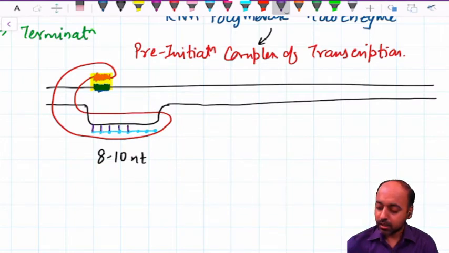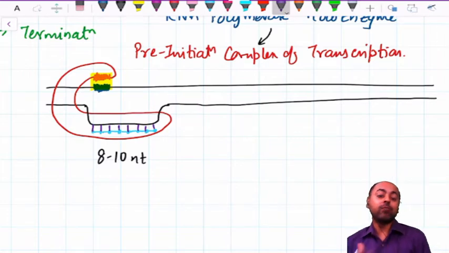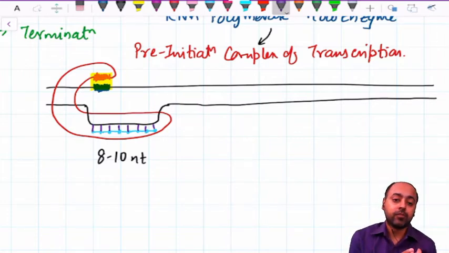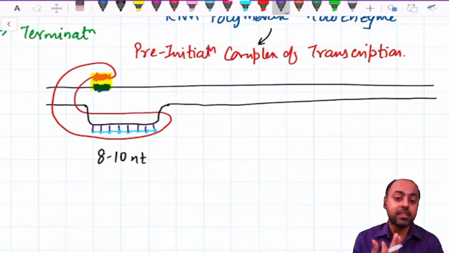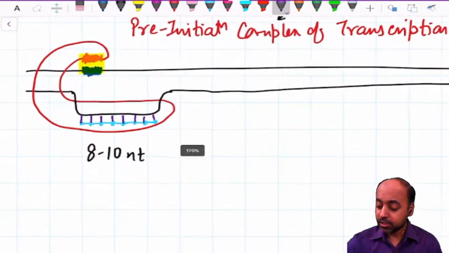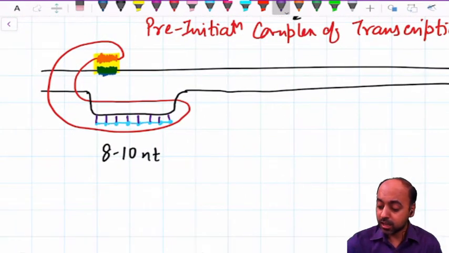This RNA is attached to the DNA and the RNA polymerase is attached to the RNA. So previously the RNA polymerase was attached only to the promoter via the sigma subunit, but now the RNA polymerase is also attached to the RNA which it has synthesized. Now using this RNA which has been synthesized, what can happen now? The RNA polymerase can start moving forwards.